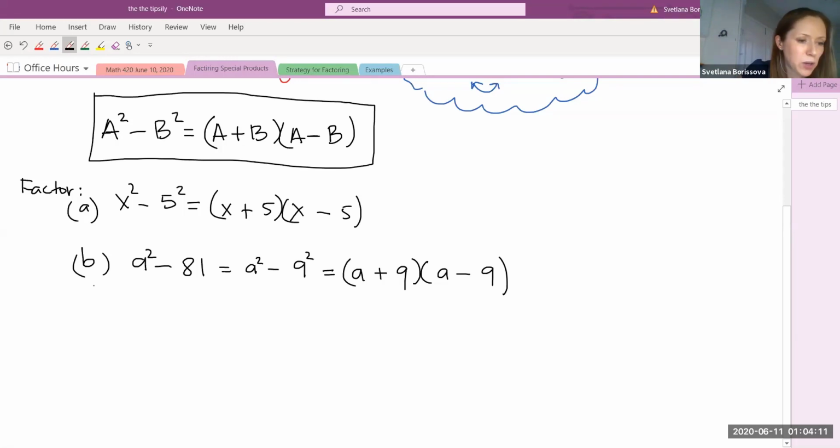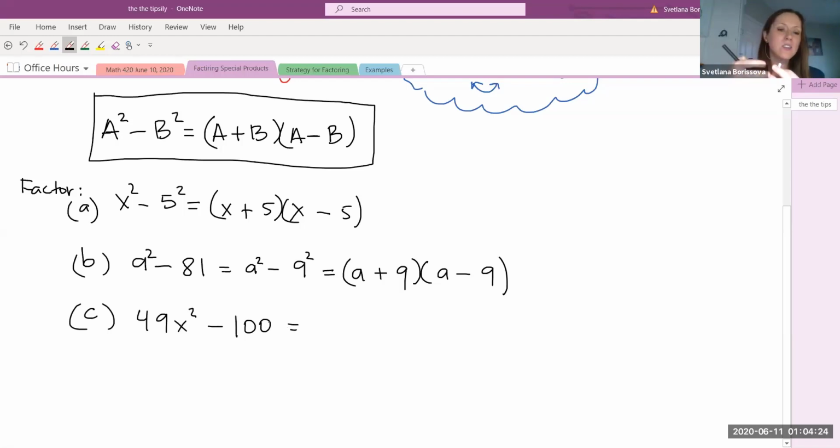Let's try one more example. How about 49x squared minus 100? Does this expression qualify for this formula? By the way, this formula is called difference of squares. Difference for the minus sign.